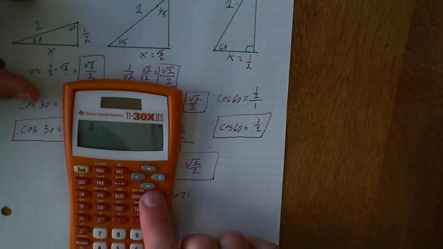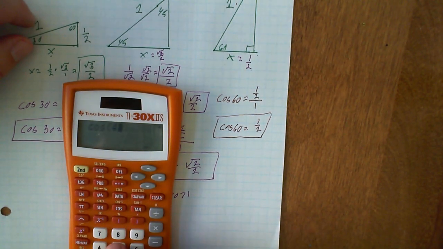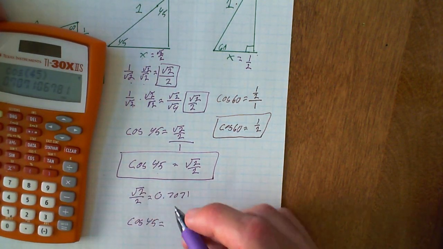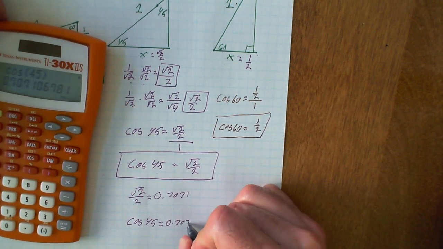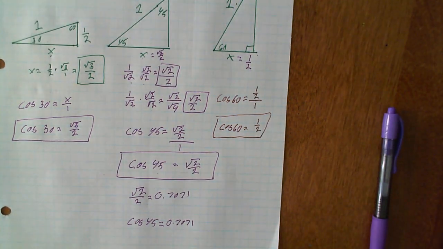So we can also do cosine of 45. Sorry, there's a little bit of a glare there, but cosine 45 is also equal to 0.7071. Okay, and the same thing will happen with cosine of 30. So those are all equal.